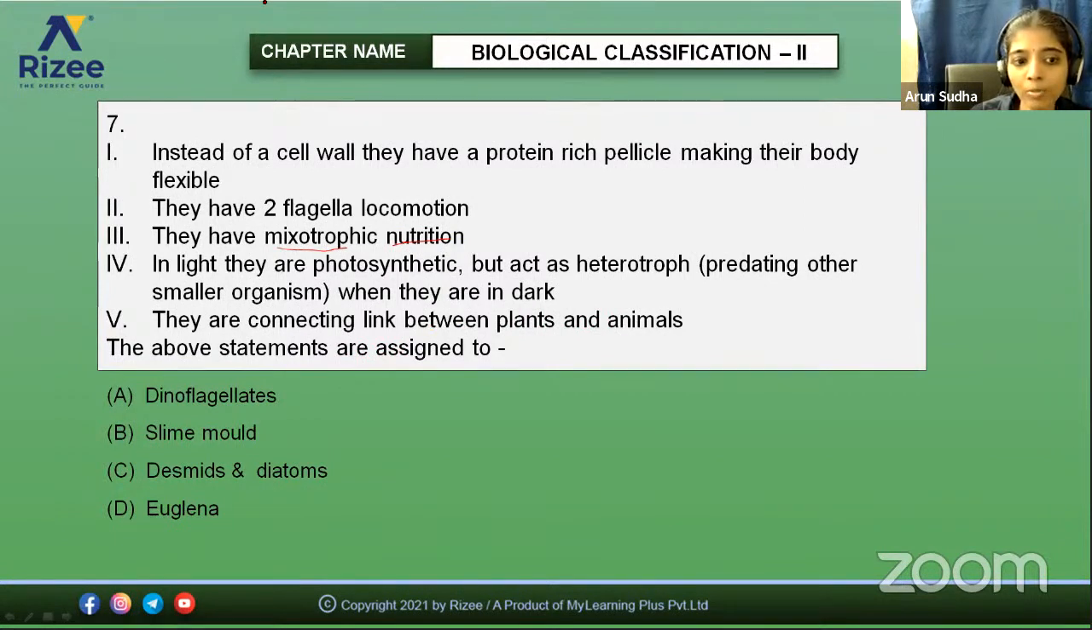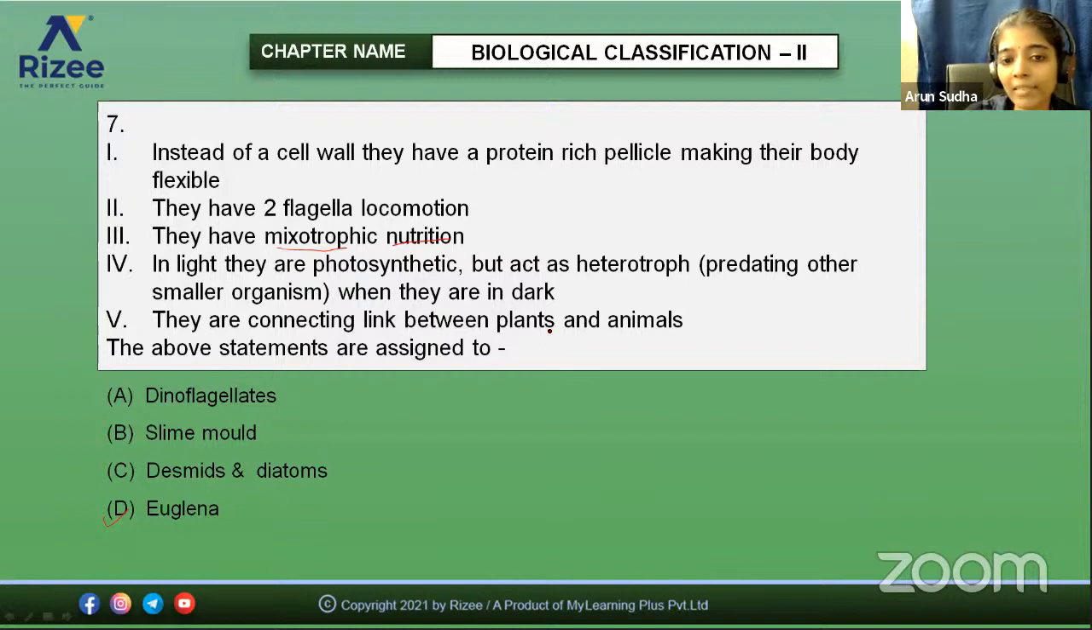So what is the correct option? Yeah, good. It's option D. Yeah, both are good. Option D, that is Euglena, is the correct option.